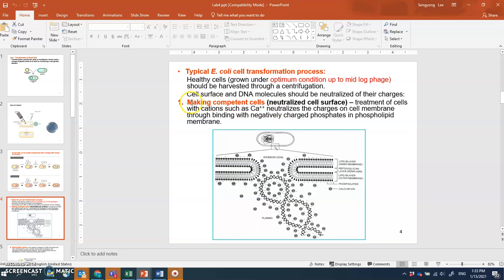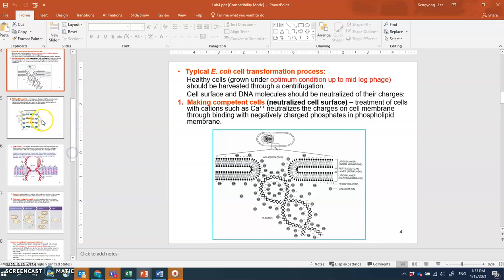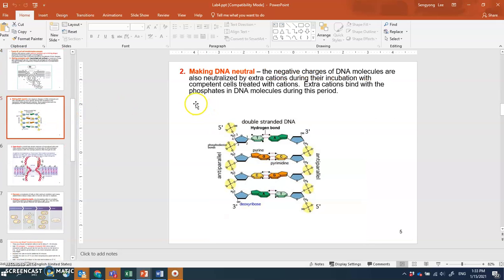That's what you do with the cells. We call it making the cells competent. You're basically neutralizing the cell charge by adding those ions. So that's the first step. And I just talked about DNA having the PO minus charge, so you want to neutralize that again. That same calcium and rubidium ion will neutralize the DNA as well.